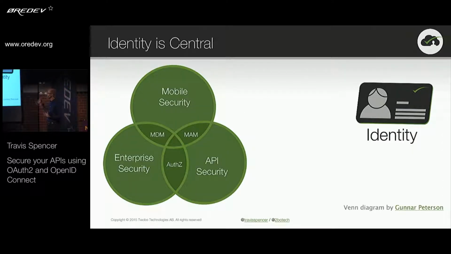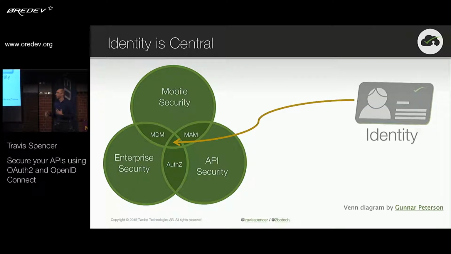But what's nice, as we break this hard problem apart into a more solvable problem, is that mobile security, enterprise security, and API security, at the heart of that is identity. Who is the person at the other end of that API? Who is the one calling this web service so that I can figure out what they're allowed to do? So in all three of those aspects, identity is central.